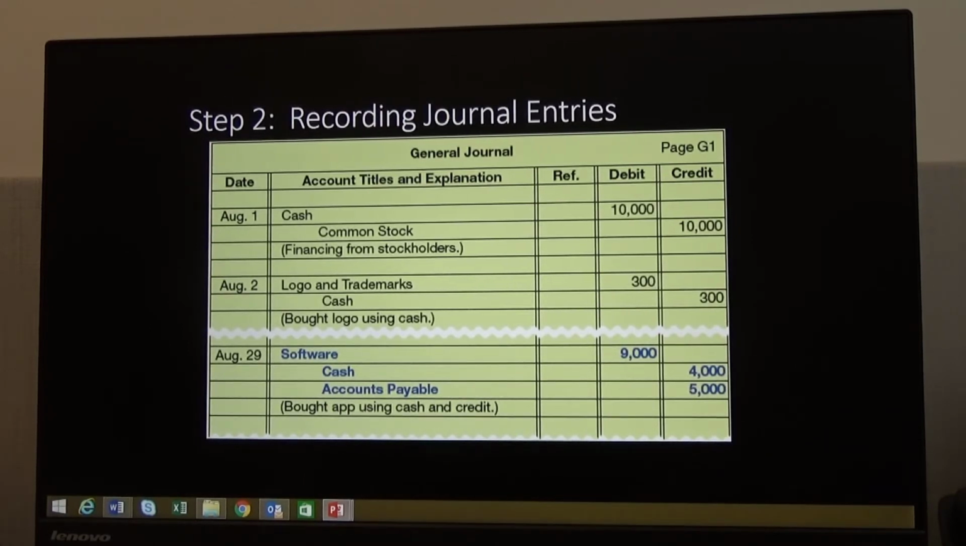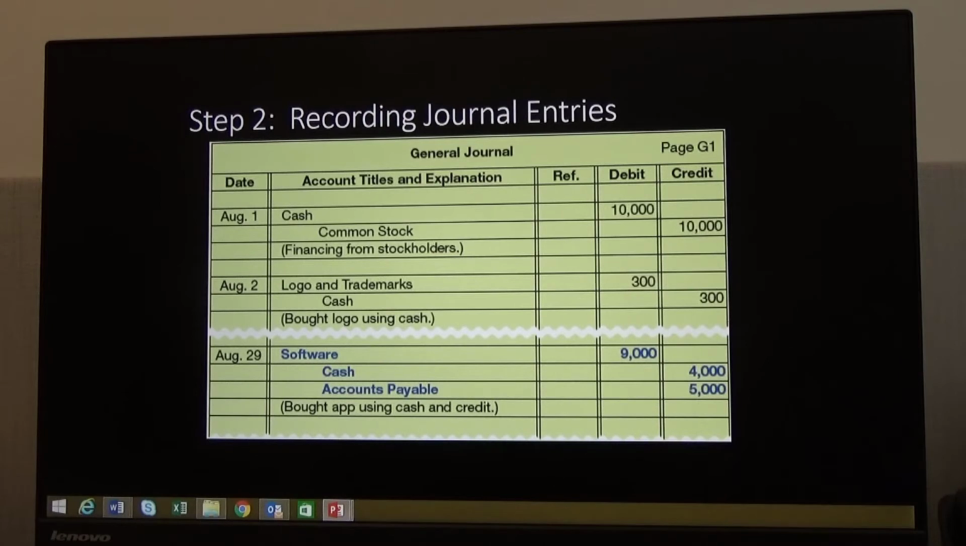Common stock is a stockholders' equity account, which increases with right side entries. Its normal balance is a credit balance, and so to record the increase in the common stock, we credit the common stock account. So notice that both accounts that were involved in this entry increased, but because one of them was a left side account, cash, and the other was a right side account, common stock, the debits and the credits are equal and our accounting equation stays in balance.